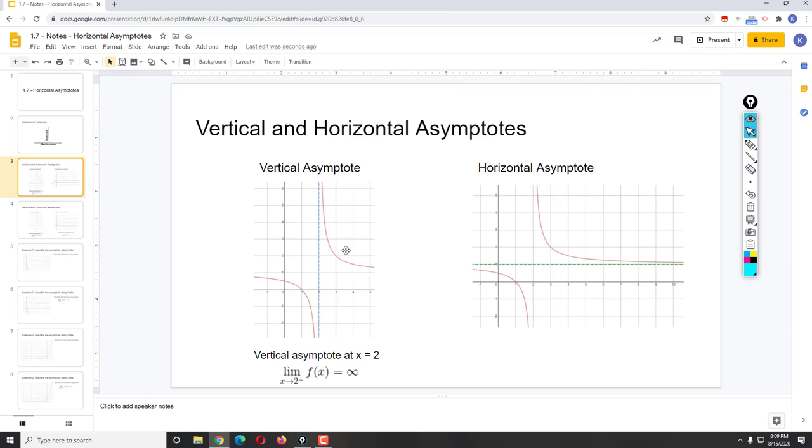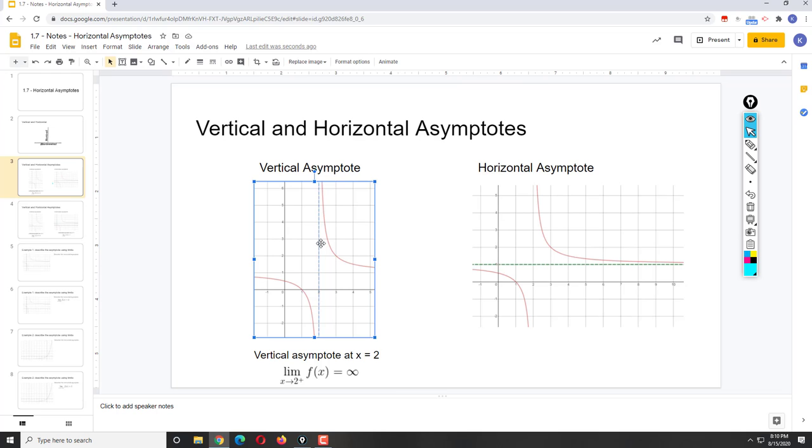We know from the last lesson that if a function has a vertical asymptote at x equals 2, let's say that the right-hand limit goes to positive infinity, it goes up and up and up. We can describe this with limits. If the function is f of x, we can say that the limit of f of x as x approaches 2 from the positive side is equal to positive infinity.